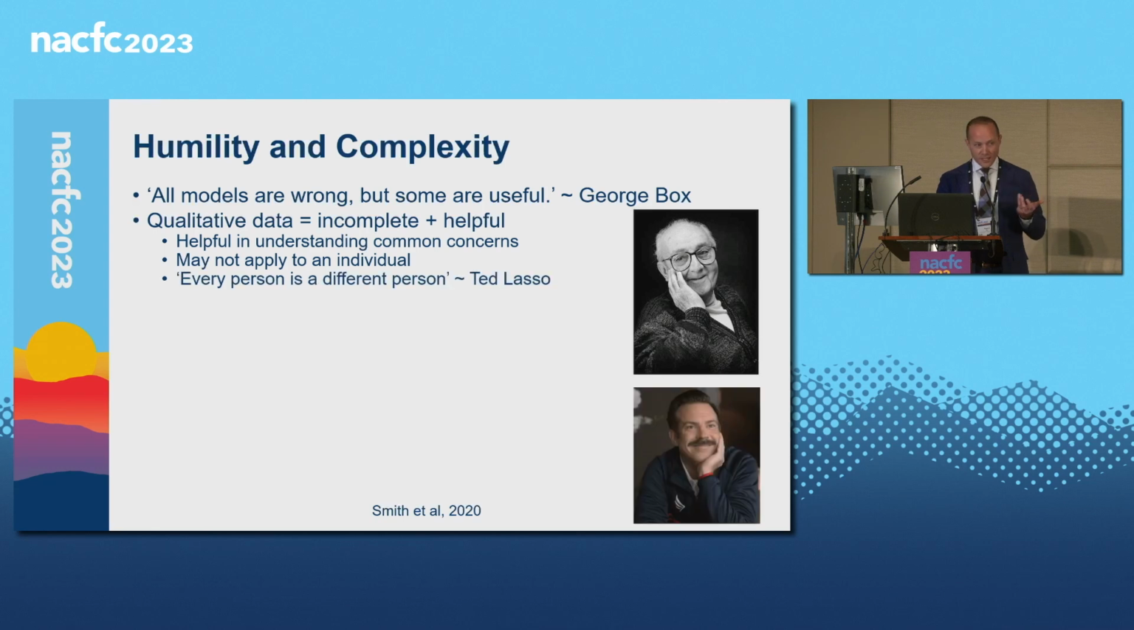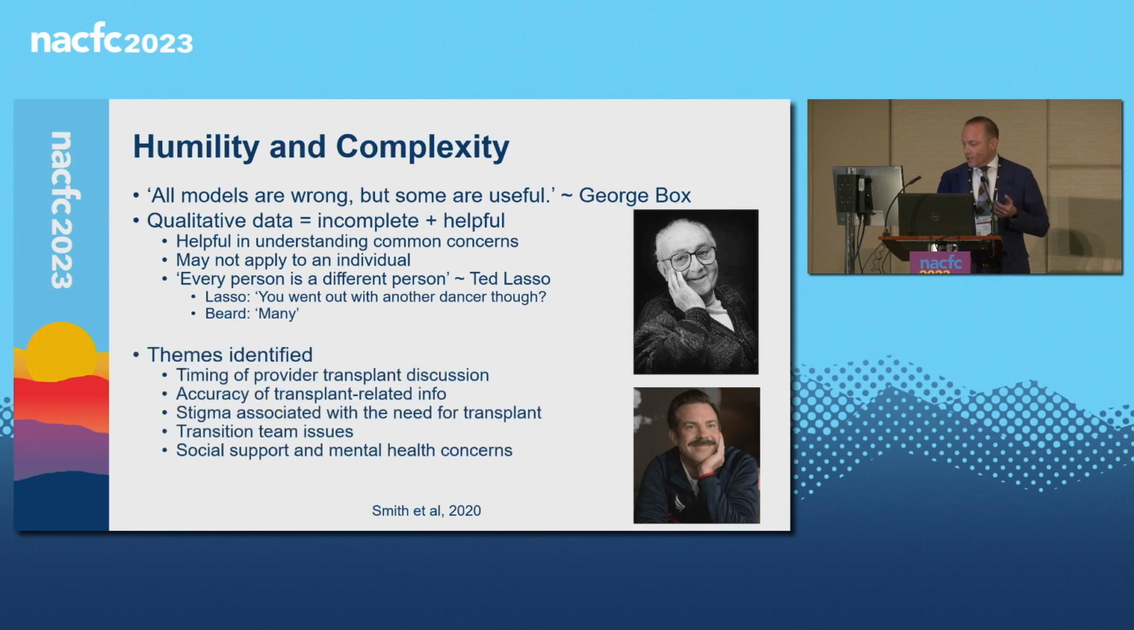Or if you're a Ted Lasso fan, every person's a different person. And at the same time, there's usually themes that are consistent enough that it is sometimes useful to have ways of understanding patterns of behavior. So in our qualitative data with CF patients, when we're looking at them getting to transplant, some of the themes that were identified in terms of barriers, or things that would get in their way, or their experience with the whole process, were things around the timing, the accuracy of info. I'm not going to get into these in detail, but just to give you a few different flavors for what that looked like.